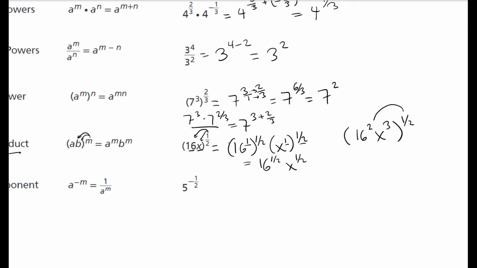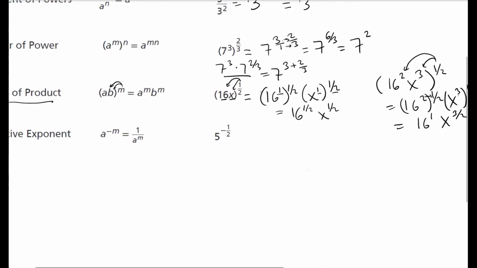Well, then if you distribute this, you have to basically multiply the exponents together, because you're going to do 2 times a half, and then 3 times a half. So in this case, it's not so trivial, right? Now you have to actually multiply them. So you get 2 times a half, which is 2 halves, or 1, and then 3 times a half is 3 over 2.